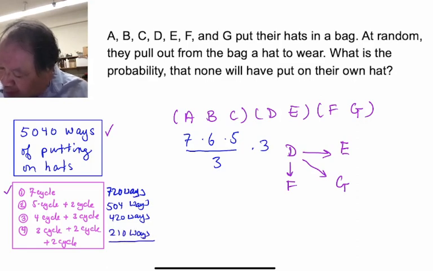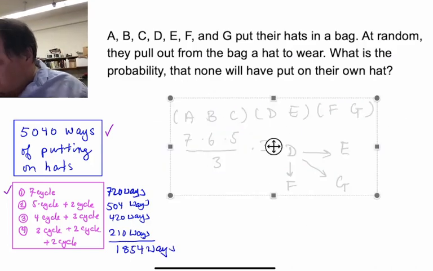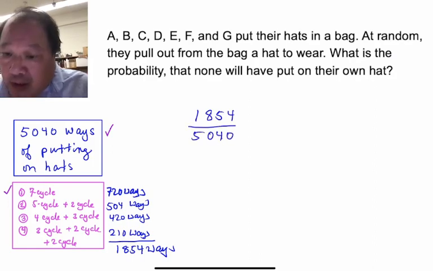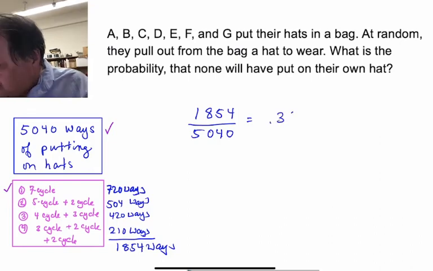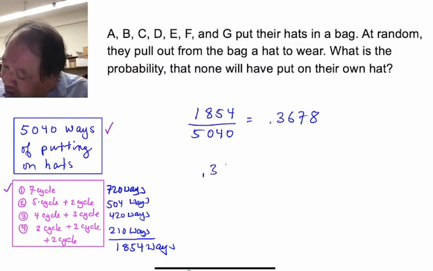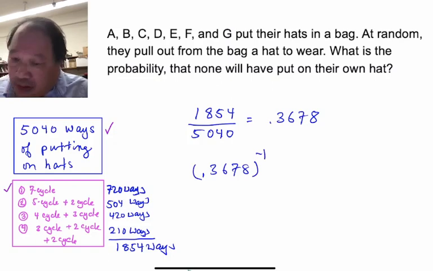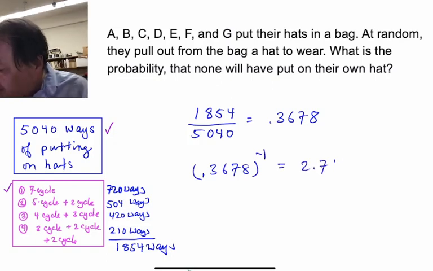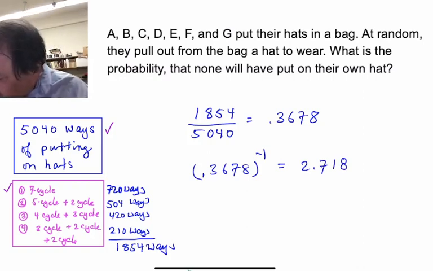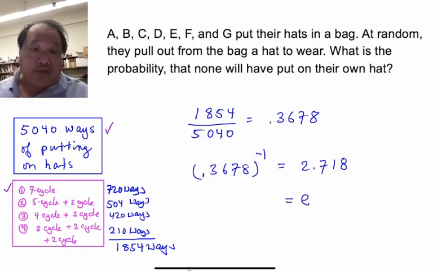If you sum up all the number of ways, that adds up to 1854 ways. And I just would like to say one really cool thing, I think, mathematically, which is that 1854 divided by 5,040 is equal to 0.3678. So that's the answer to the question. But the cool thing is to take the inverse. 0.3678 to the minus 1 is 2.718. And you may recognize that number from calculus. This is e to 4 sig figs.